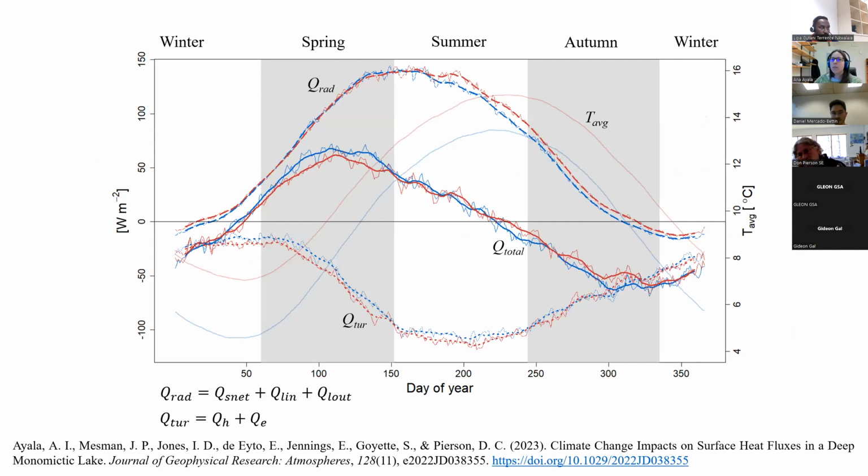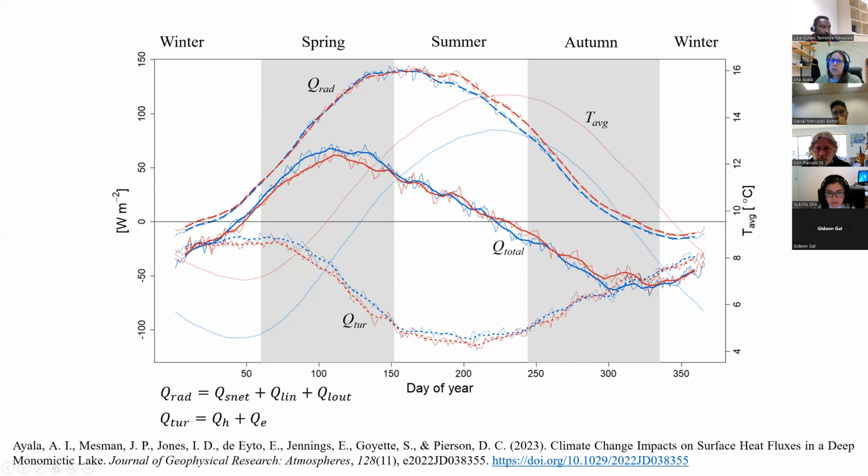So here we can see the projected surface fluxes at the seasonal scale. The pre-industrial control is in blue, and RCP 8.5, which is the high emission scenario, is in red. The total net surface heat flux is represented by the solid lines, the net radiative budget by the dashed lines, and the turbulent heat flux by the dotted lines. And the volume-weighted average temperature is represented by the lightest solid lines. So we can see that the largest changes in total surface heat fluxes were projected in spring and in autumn, while small changes were projected in summer and in winter.